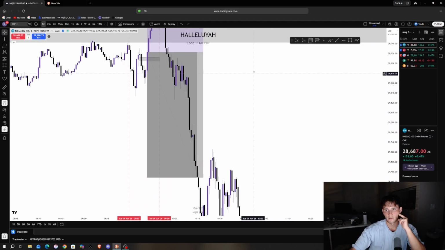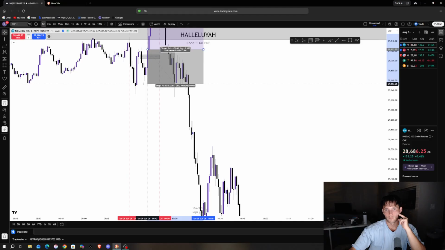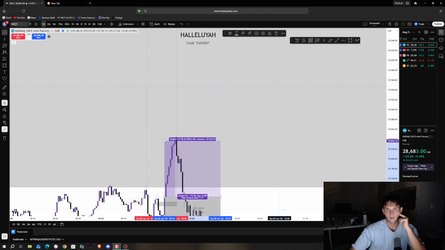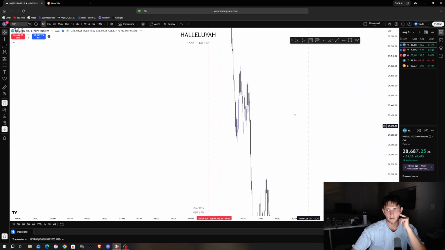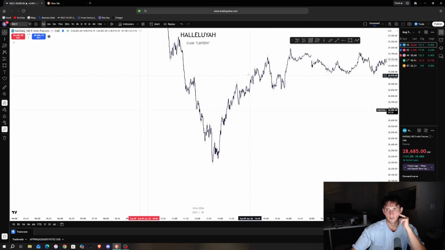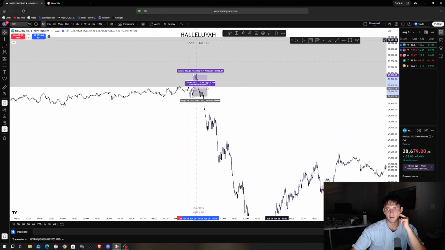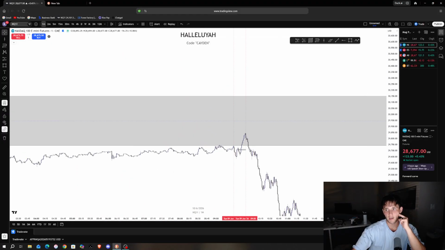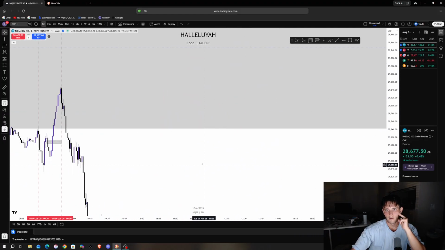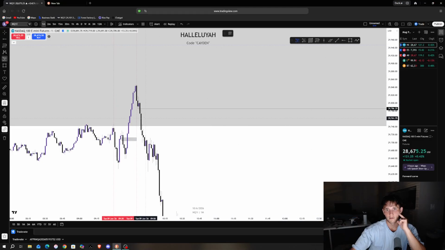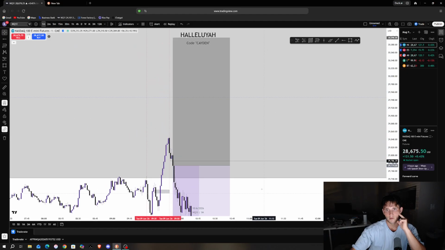Bangarang. Rufio. This is the trade I took. Right there. And then look, we dump to oblivion. Right? We tap in to this major gap. Right? Fill a bunch of liquidity. And we break structure to the downside right here. Boom. Could have caught shorts.